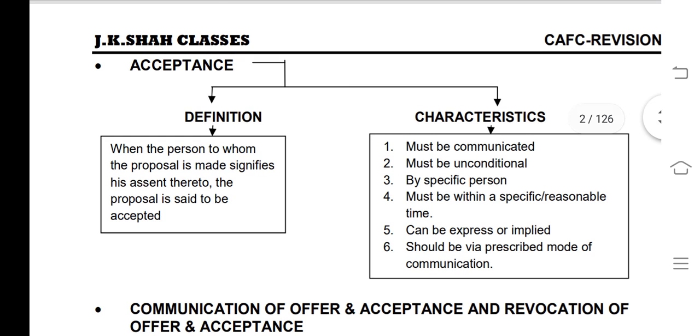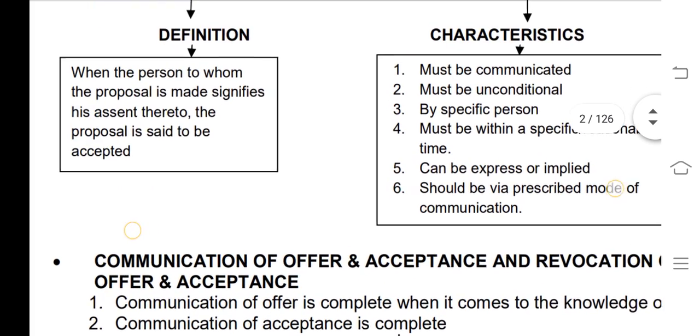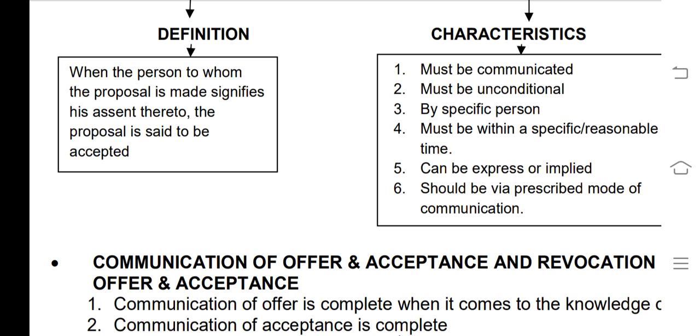Second thing, you have to listen. Acceptance has been defined under Section 2 subsection (b) of the Indian Contract Act 1872. Definition: when the person to whom the proposal is made signifies his assent thereto, the proposal is said to be accepted. Offer and proposal are synonyms of each other. When the offeree has given assent to the offerer, saying I agree with your offer and I agree to do that thing which has been mentioned in the offer, then in that case it is a valid acceptance.